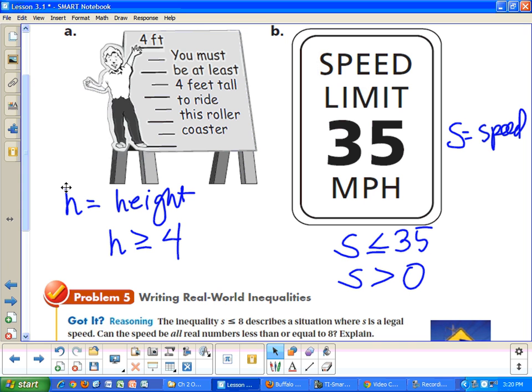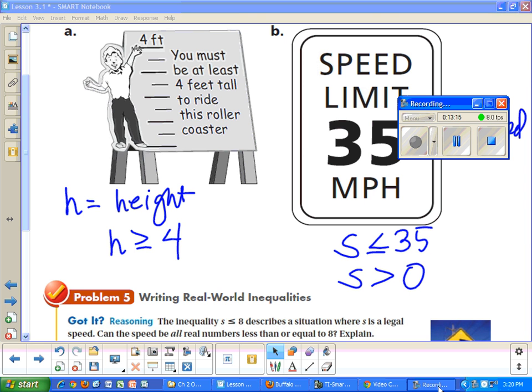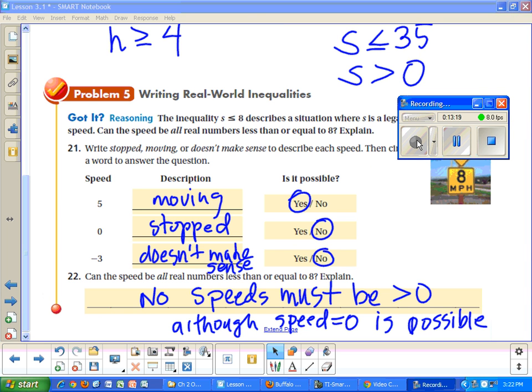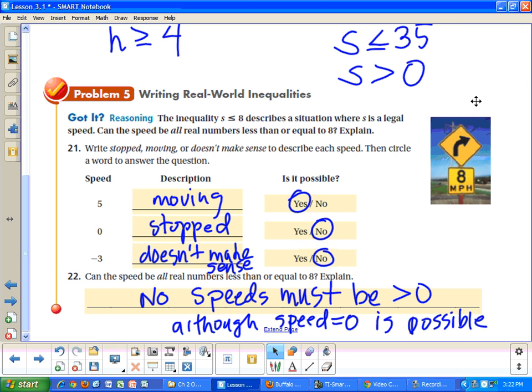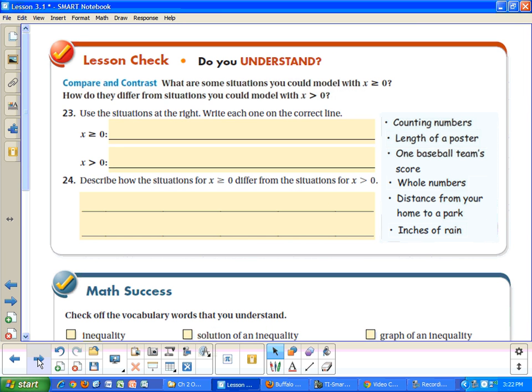Go ahead and try the got it. You can check the answers shortly. All right, here's your answers for this. And the lesson check. Go ahead and do the problems. I'll reveal the answer shortly.